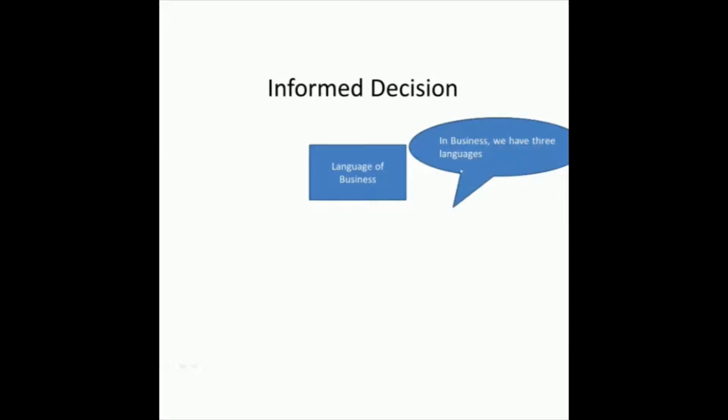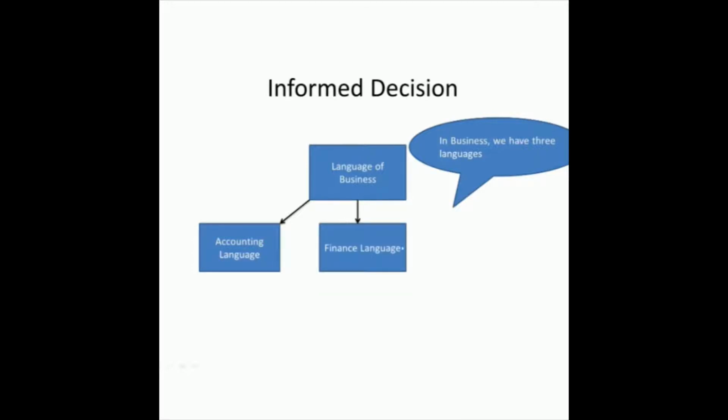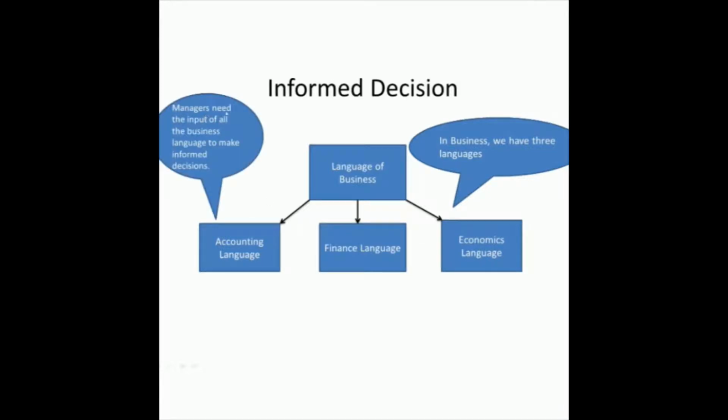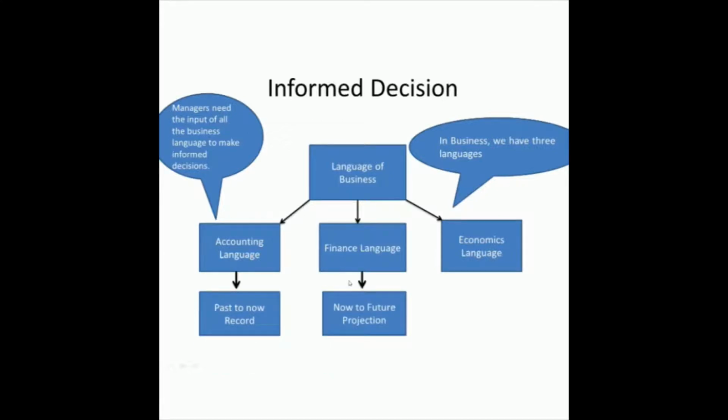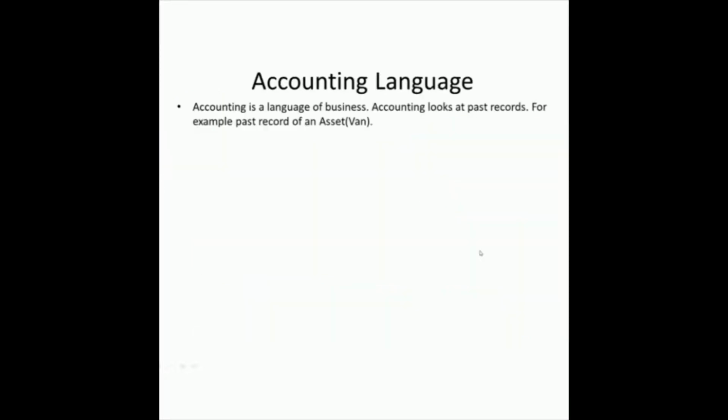In business, we have three languages. Number one, accounting language. Number two, finance language. Number three, economics language. Manager needs the input of all the business languages to make an informed decision. Accounting language tells us about the past to now records. Finance language tells us about now to future projection. Economic language tells us about allocation of resources.